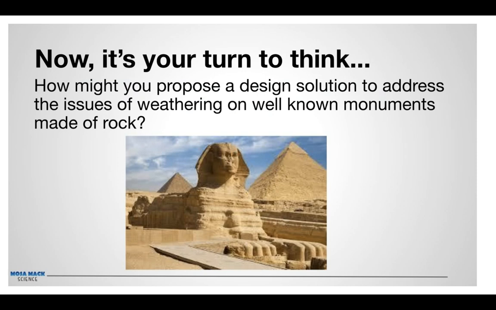So you're going to have to think about first what kind of a monument you'd like to research more about. Once you decide on your monument, you're going to have to come up with a well thought out design plan to address these issues of weathering and erosion. Now, keep in mind that sometimes you can't stop the weathering and erosion altogether, but you can slow it down. And that process is called mitigation. It means I can't make the problem go away, but I can slow it down.